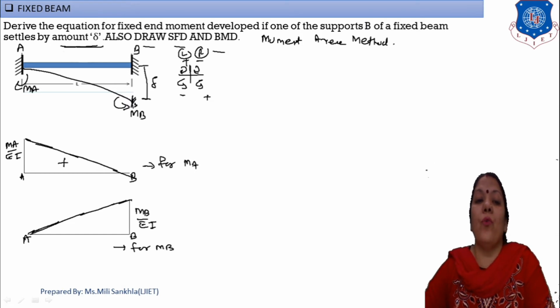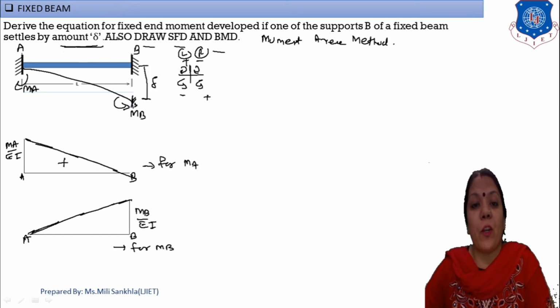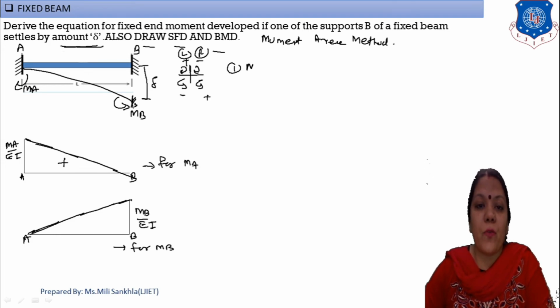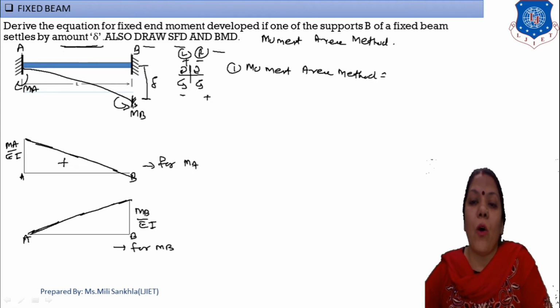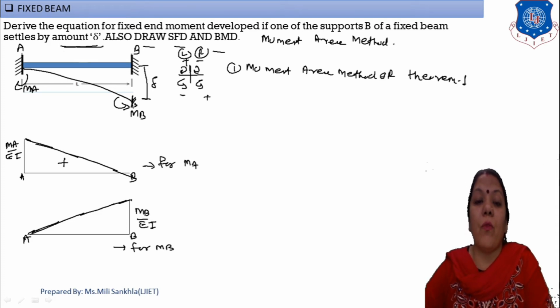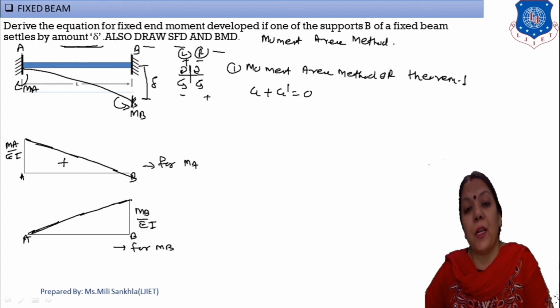Okay, now first we use moment area theorem number 1. Right here first we apply moment area theorem number 1, moment area method 1, or what we say theorem 1. Now what is the theorem? First, theta A plus theta A dash is equal to 0, because here no rotations are there, so we have to take 0.